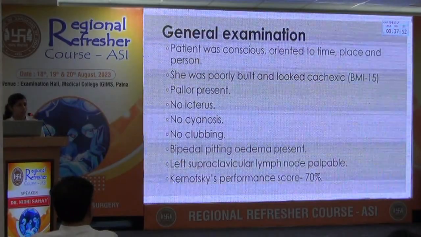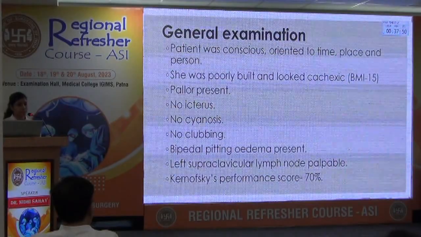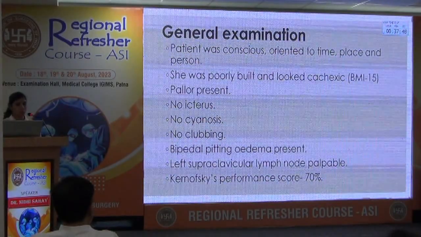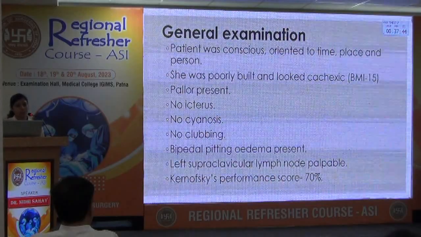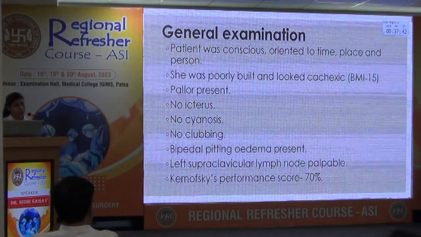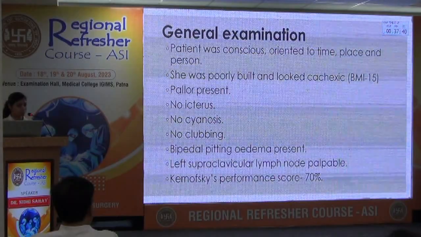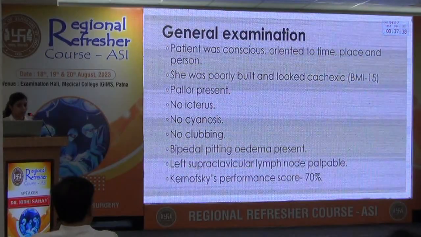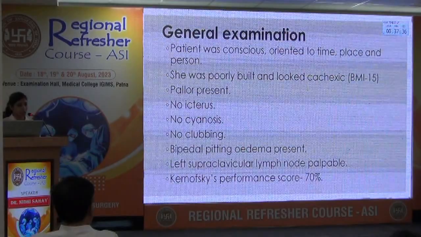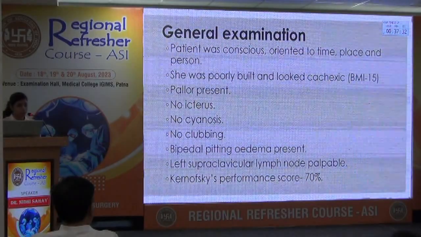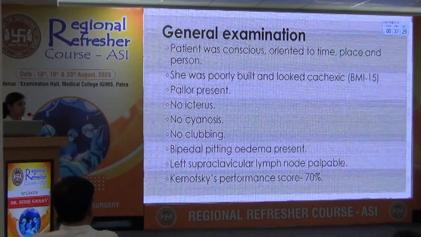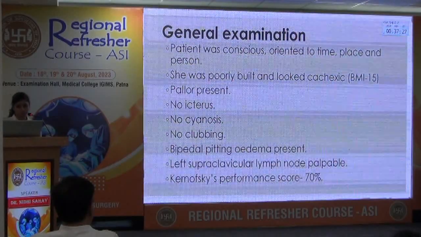Coming to the general examination, the patient was examined in a well-lit room after proper consent. She was conscious, oriented to time, place and person. She was poorly built and looked cachectic. Her BMI was 15. Pallor was present. There was no icterus, cyanosis or clubbing. But bipedal pitting edema was present. Left supraclavicular lymph nodes were palpable. Karnofsky's performance score was 70.